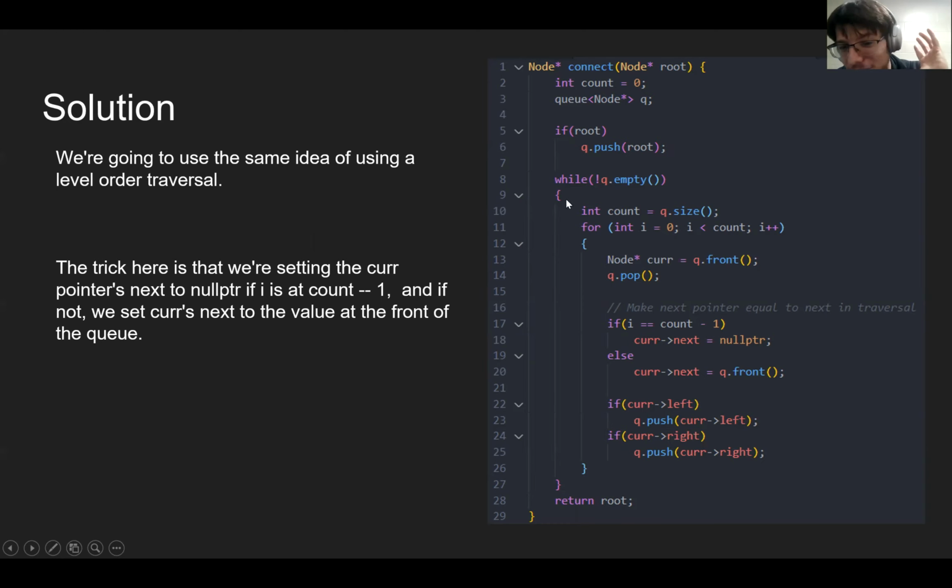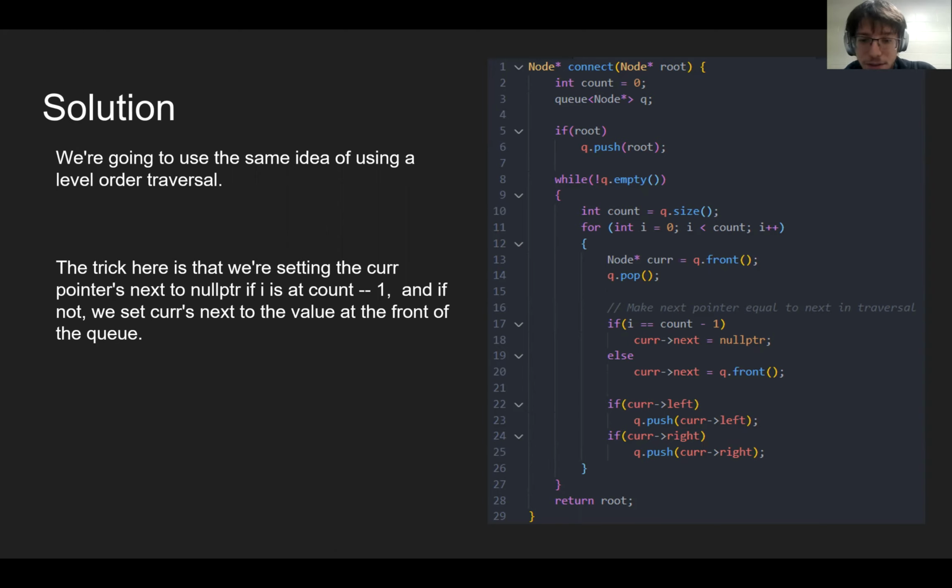this is how we do a level order traversal, and it's exactly the level order traversal from before. The only difference is that we put a for loop in our while loop, so that we're doing things at each level, with count as the queue's size. And the difference is actually at the end: if i is equal to count - 1, we set the next pointer to the null pointer. Otherwise, if we're not done, we set it to the front of the queue.